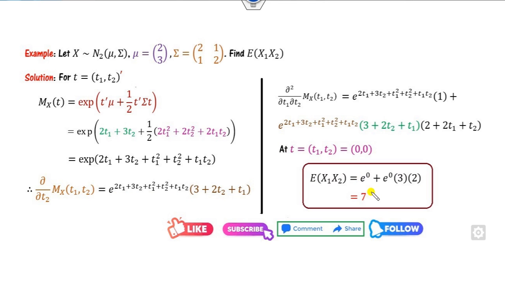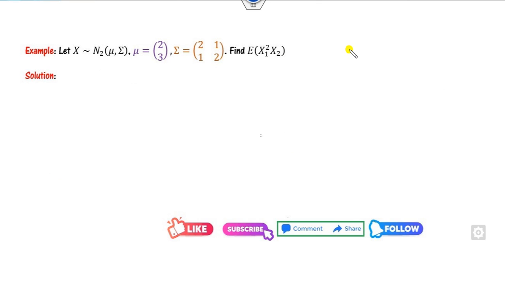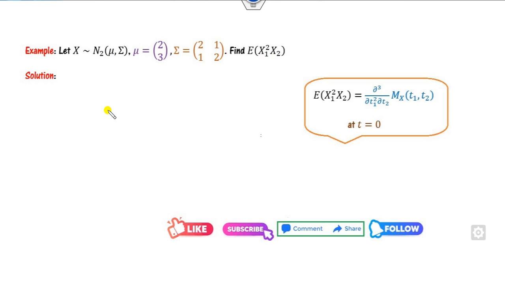So you can see the same result we have obtained without the m.g.f. and with the m.g.f. Now look at the second example. Again I have considered the same data, and you have to find the expected value of this by using the m.g.f. So what is the definition of this in terms of the moment generating function?